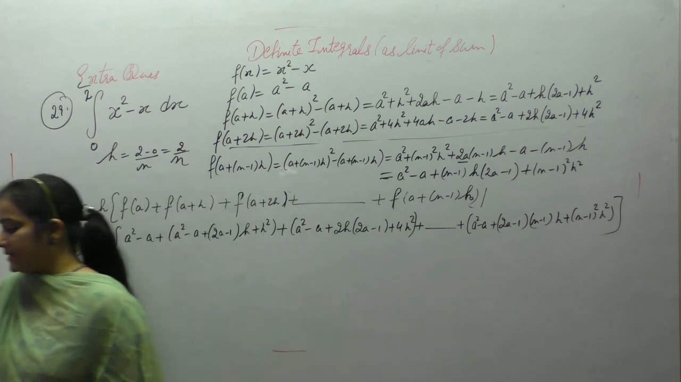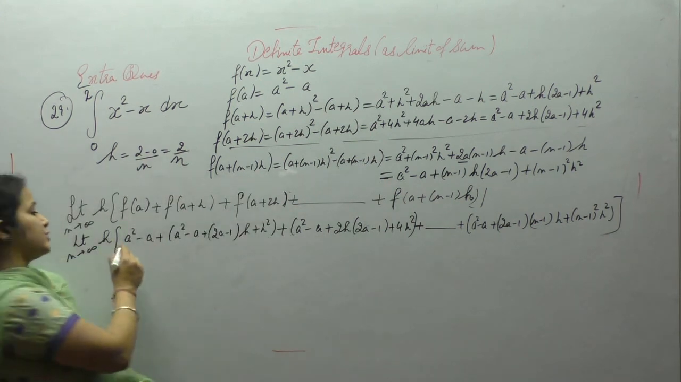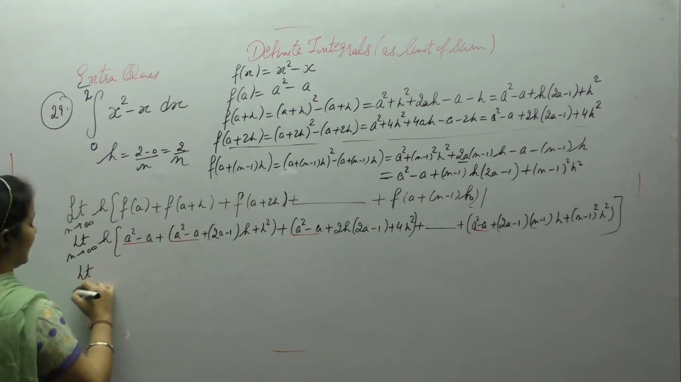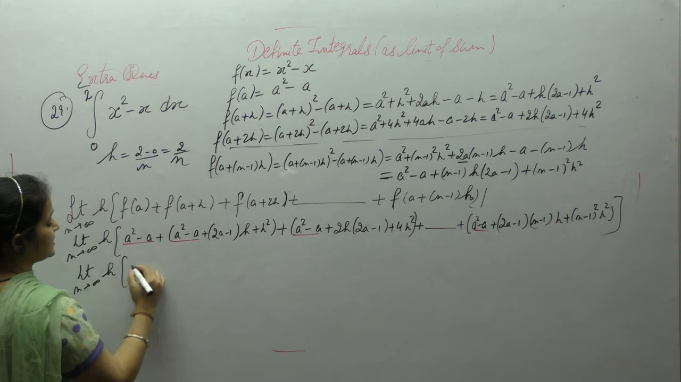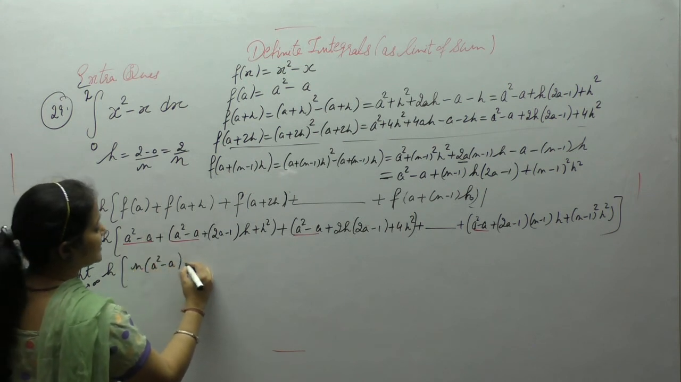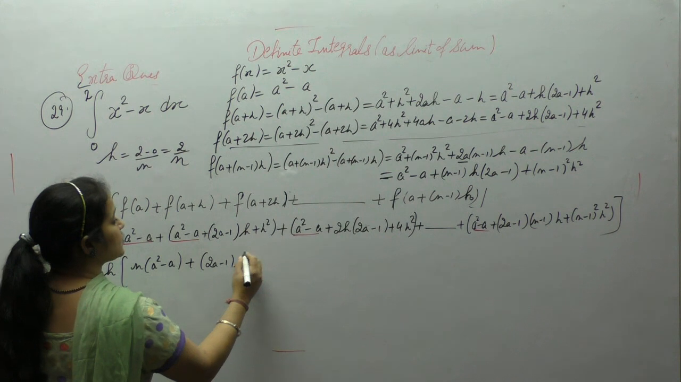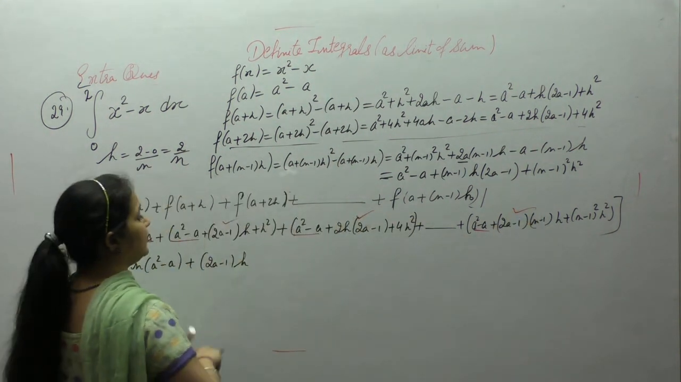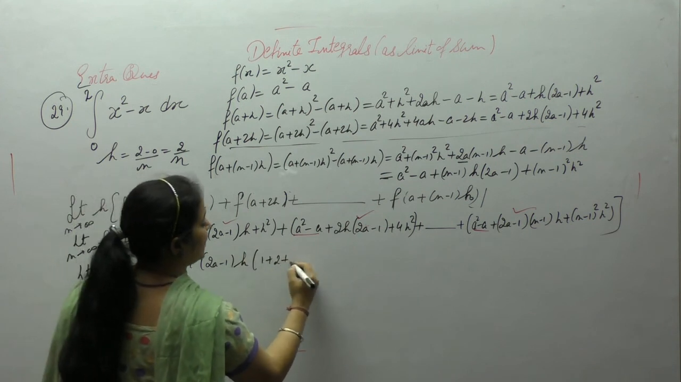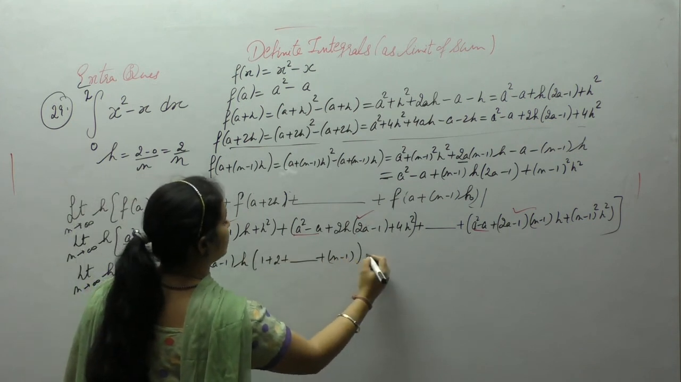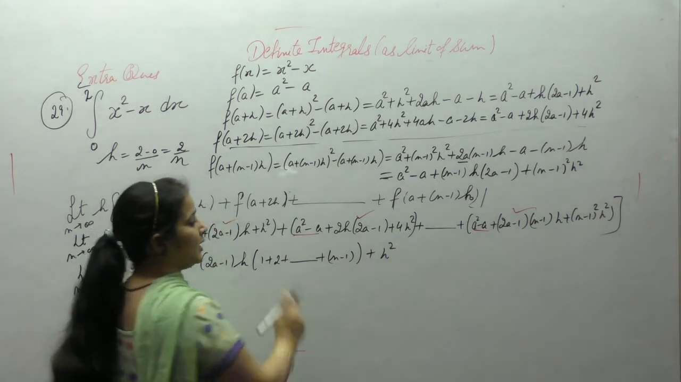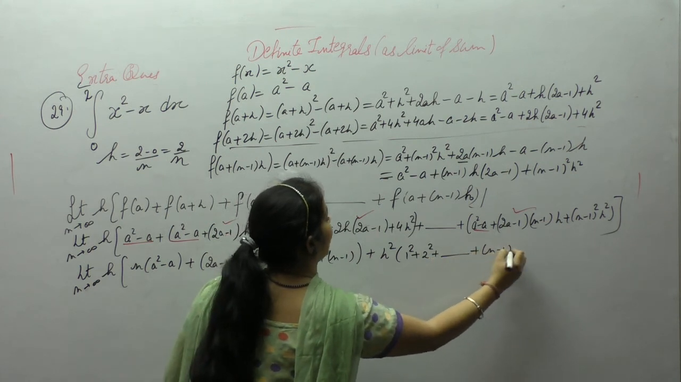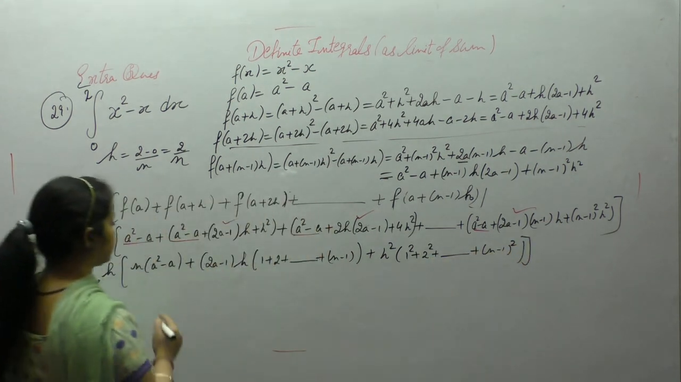Now a square minus a is common in all the terms, so it comes n times. n times a, limit n tends to infinity, h, n times (a square minus a), take (2a minus 1) into h common from the terms of h. Here we are left with 1, 2 and so on up to n minus 1. Now in terms of h square: 1, 4 is 2 square, and so on up to (n minus 1) square.